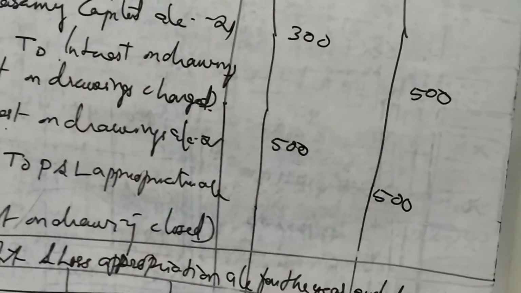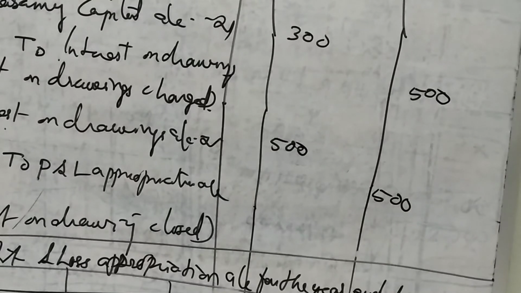Now you see that there is a journal entry now: profit and loss appropriation account debit to Arulappan capital, to Nallasamy capital. It is another journal entry you should write here.